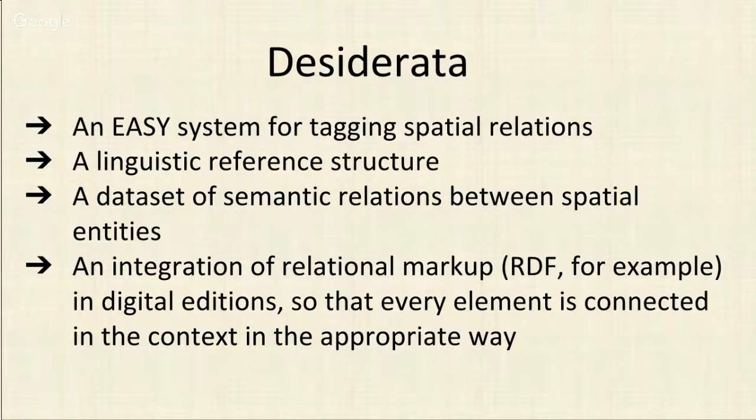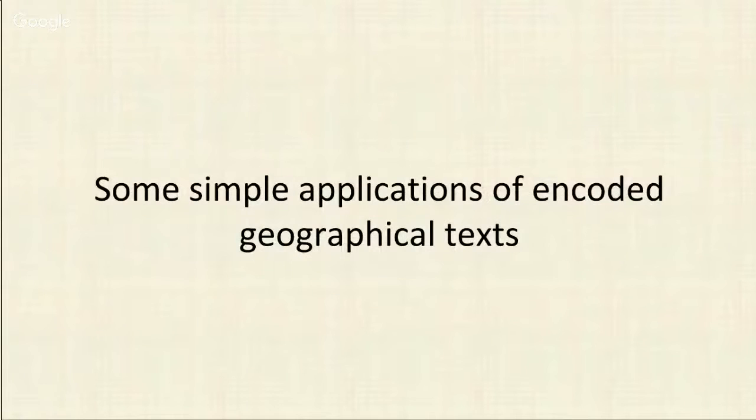And the fourth thing is the integration with other types of relational markup. As I mentioned, I am a fan of other types of markup as well for encoding relations between entities. So another way of doing that would be to integrate a different type of relational markup with digital editions that are based on TEI or EpiDoc. But this is still to come, obviously. So I'm going to show you very quickly some simple applications of encoding geographical text, so what you can do with these types of strategies of encoding geographical entities.